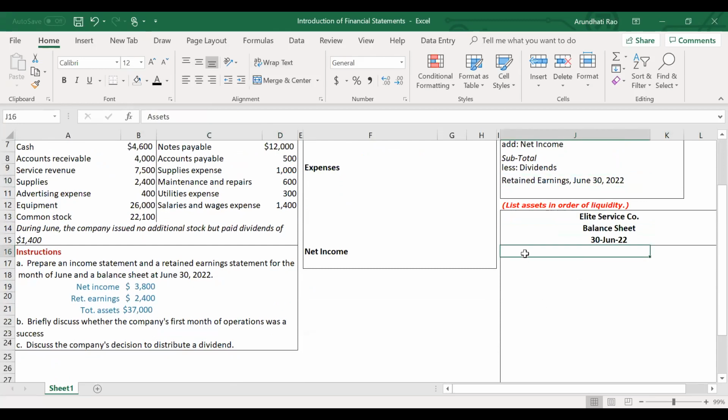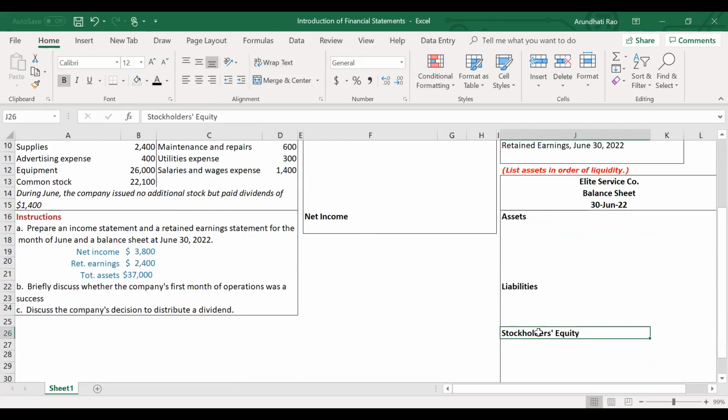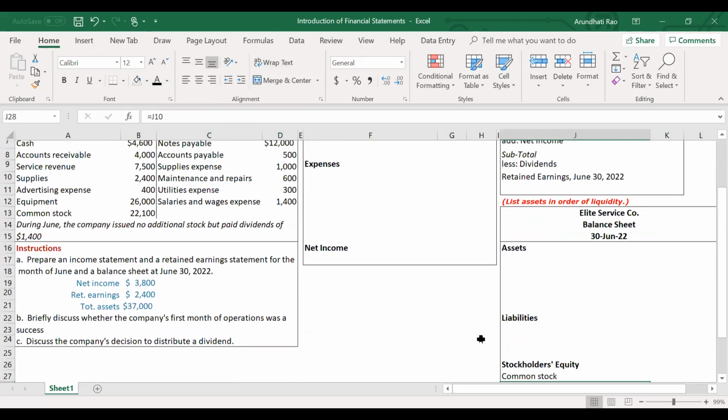In the balance sheet, we have assets, we have liabilities, and we have stockholders' equity. Stockholders' equity will always have two items. The first item is going to be common stock, and the second item is going to be the retained earnings ending balance that comes from over here. So you see these three statements are connected.